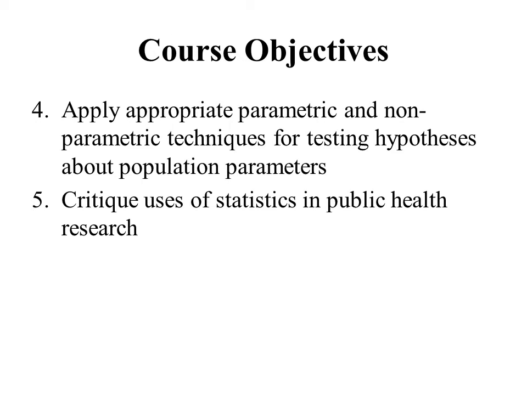Number 5, critique uses of statistics in public health. Specifically what we mean by this is that we want to be able to read the statistics in public health research and better understand what exactly they're saying. So when we see something like a p-value or a confidence interval or a chi-squared test or a t-test, we'll have a good idea of what they mean and a good idea of how those calculations were made. And we're going to be critiquing things through the reading of journal articles and then our discussion posts.